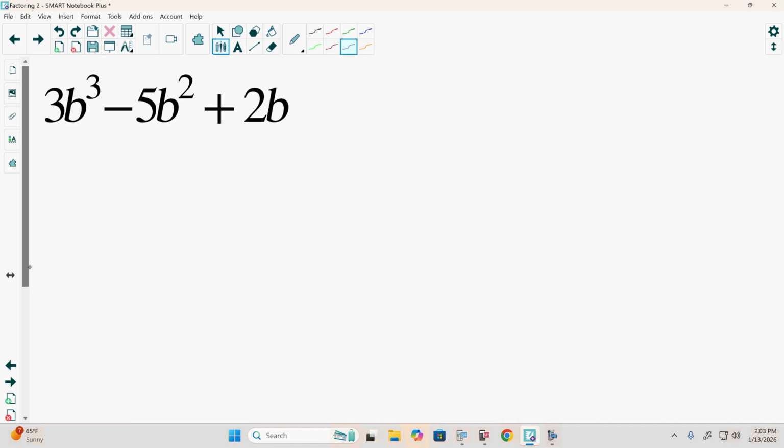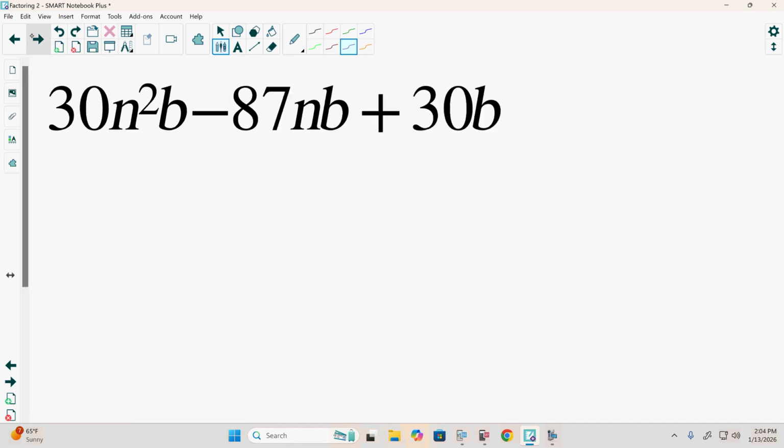So 31. 30n squared b minus 87nb plus 30b. So when we look at this student here, we need to find greatest common factor. We want to look for greatest common factor first. But we'll go into all three for sure.